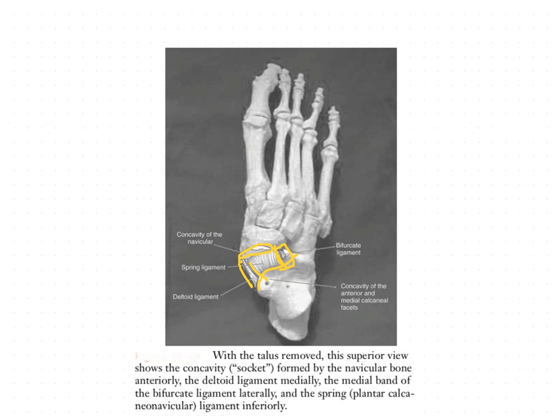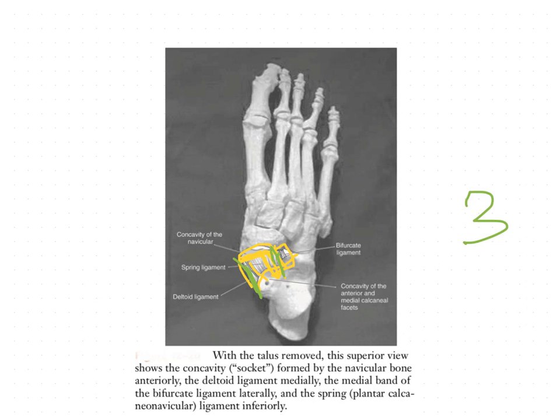Now the importance of the spring ligament: the spring ligament is a triangular sheet of ligamentous connective tissue arising from the sustentaculum tali of the calcaneum and inserting on the inferior aspect of the navicular bone. The spring ligament is also continuous medially with the deltoid ligament and laterally with the bifurcate ligament. Some of the evidence suggests that the spring ligament is composed of three components.